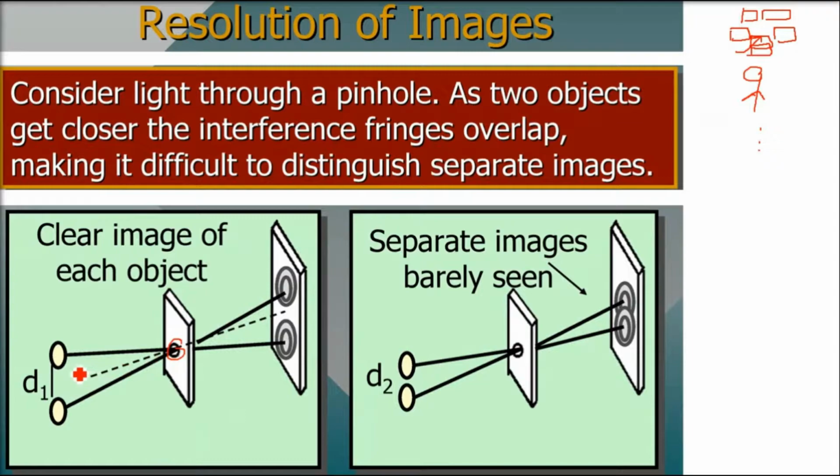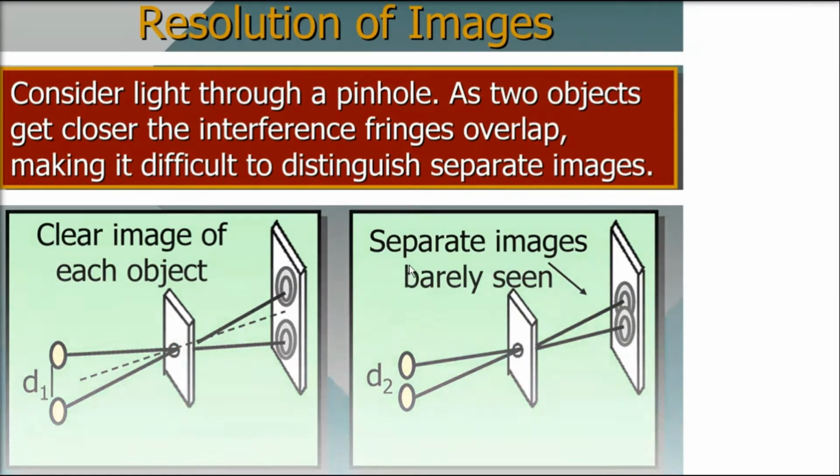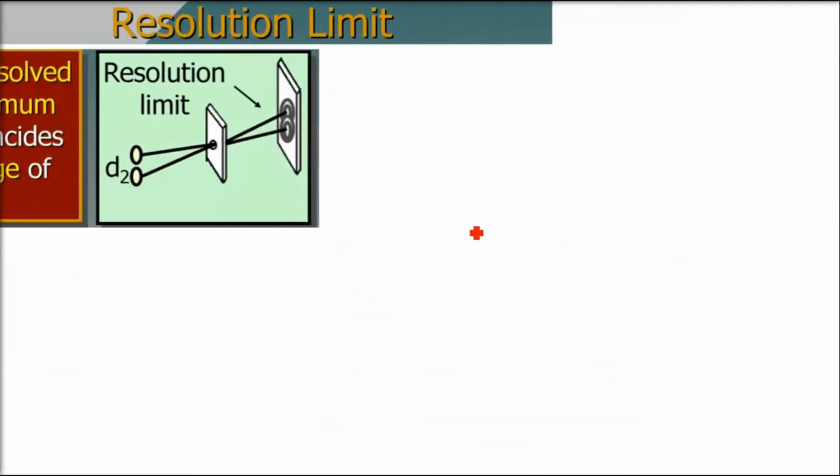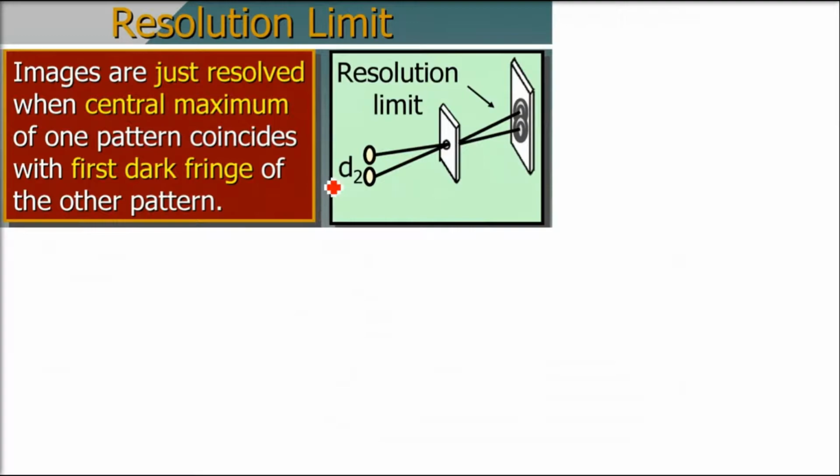So just consider a pinhole. As two objects are getting closer, the interference fringes overlap. It will be very difficult to distinguish these separate images. So we get a clear image when we have a distance, otherwise not. So what will be the resolution limit? Images can just be resolved when the central maximum of one pattern coincides with the first dark fringe of the other pattern.